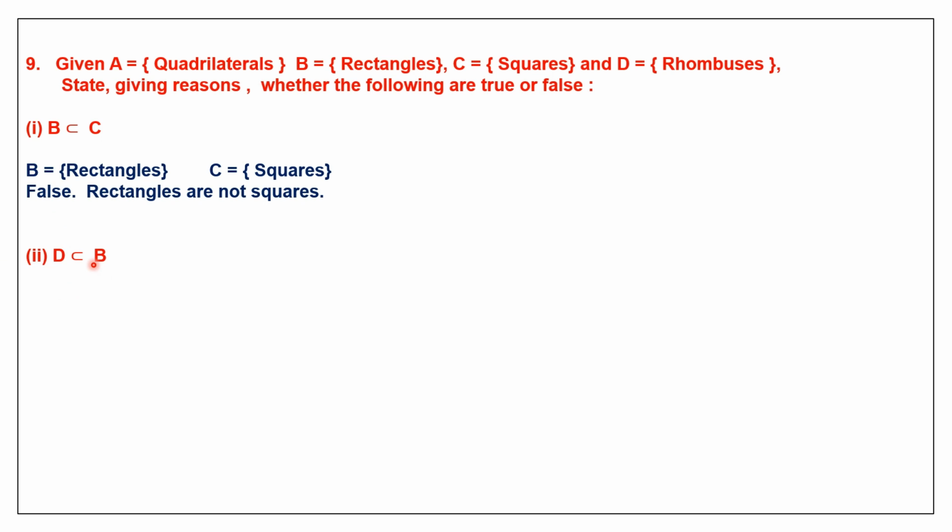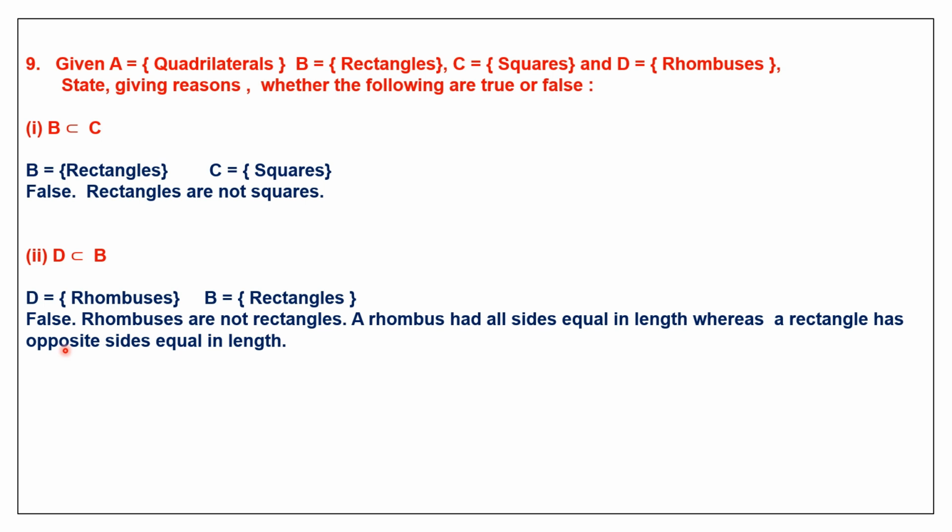Second one, is the set D a proper subset of set B? So let's write down what sets D and B are. D is a set of rhombuses and B is a set of rectangles. Now, are rhombuses rectangles? This statement is false because rhombuses are not rectangles. A rhombus has all sides equal in length, whereas a rectangle has all angles equal and opposite sides equal in length. So this statement that D is a proper subset of B is a false statement.